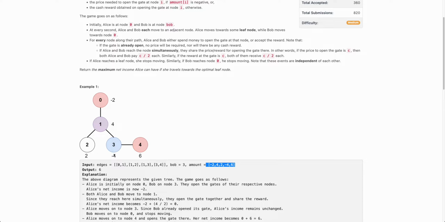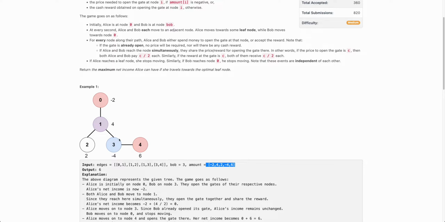So there is only one choice for Alice, that is to go to 1. Initially the score of Alice is -2, the score of Bob is -4. Alice will move to 1, right? And similarly there is only one choice for Bob. Bob will also move to 1. Now because Alice and Bob both reach 1 simultaneously, this 4 will be split between them equally. So Alice will get 2, Bob will get 2. Initially Alice's score was -2, plus there is a gain of 2. So the total score is now 0 for Alice, and for Bob it is -2.